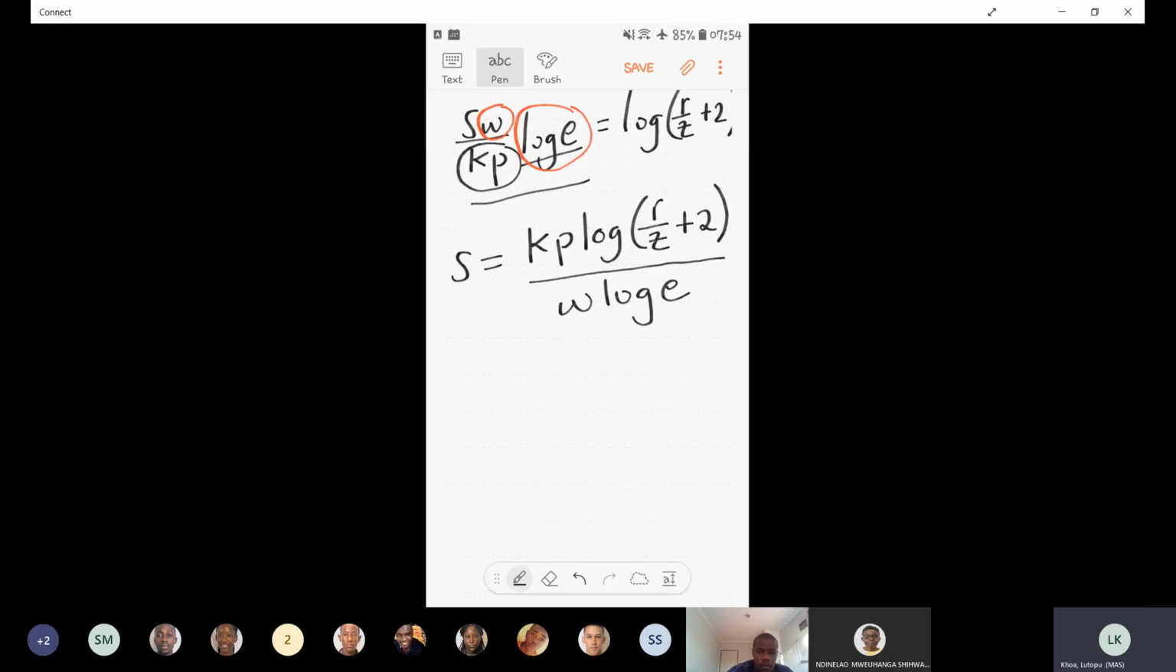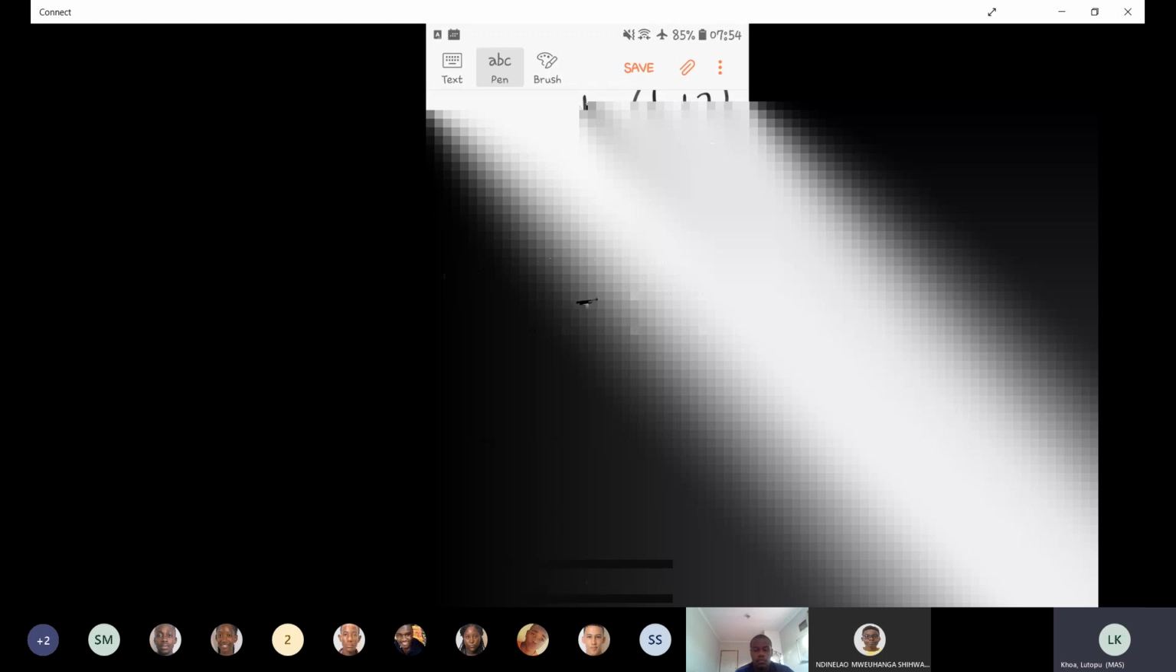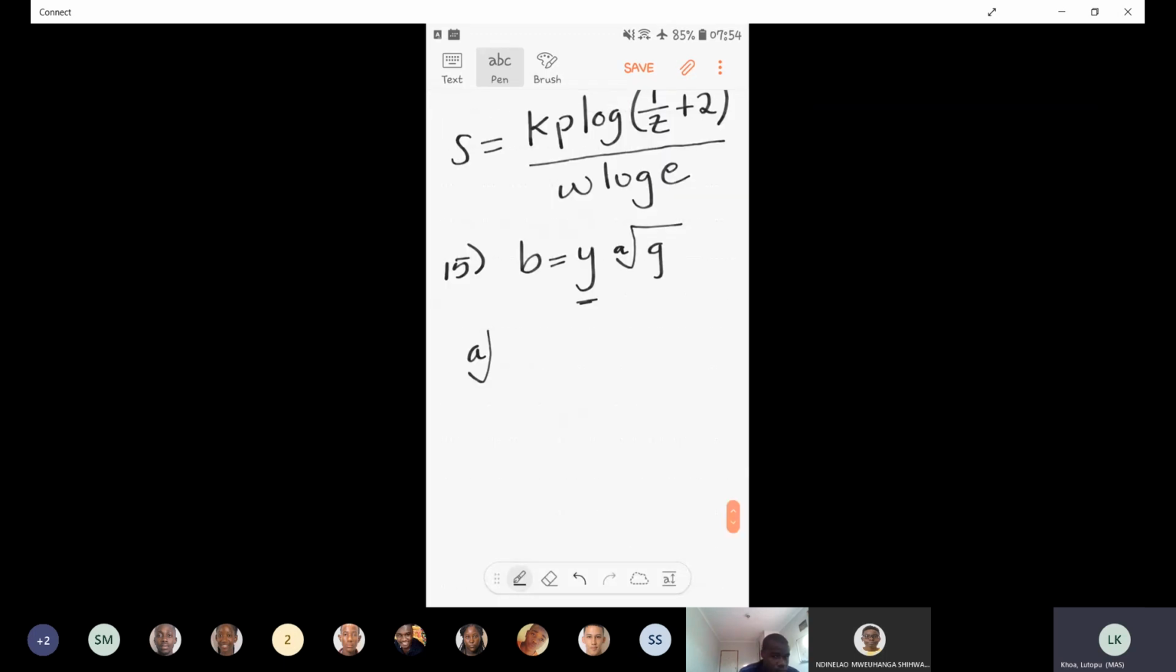And number 15. We have B is equal to Y, the 8th root of G. And then we have to make A the subject of the formula. Remember, when you have a root that is the same as an exponent, so exponent becoming the subject of the formula, we need logarithms. So first thing I will do is divide by this Y on both sides. So I have the 8th root of G. This is equal to B over Y.